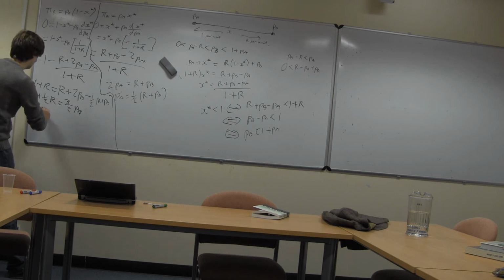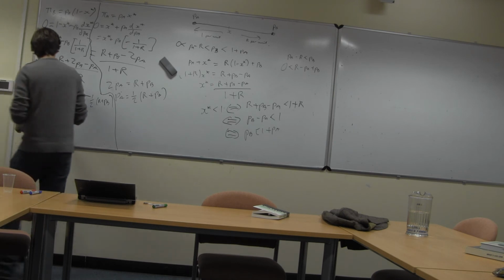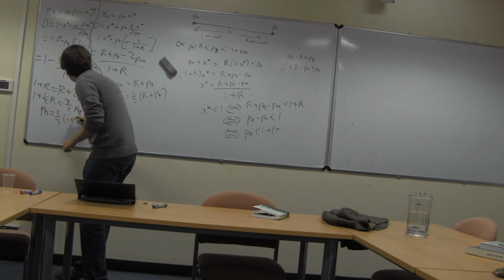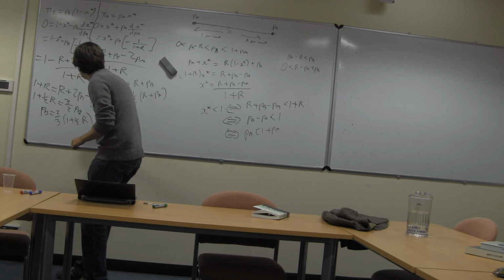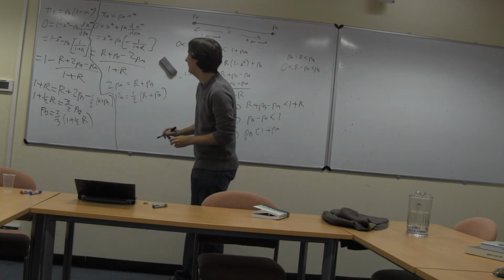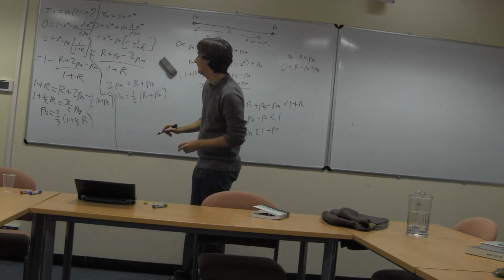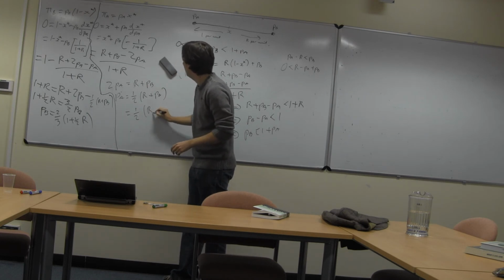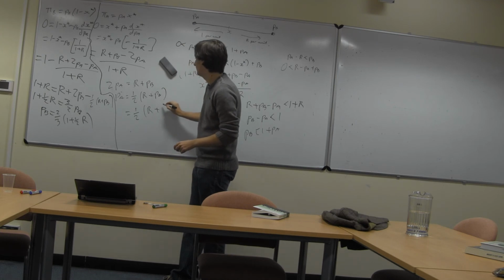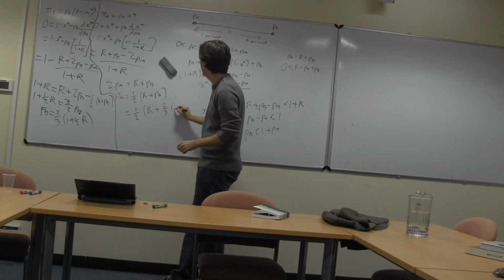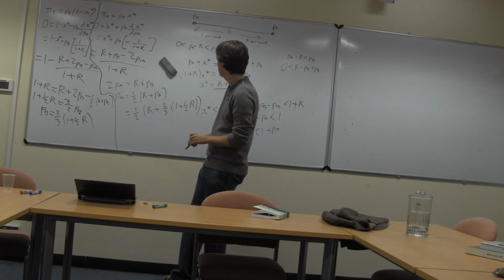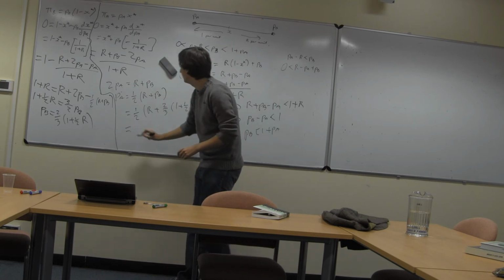So PB is 2/3 of 1 plus a half r. So PA is half times r plus 2/3 of 1 plus half r. Okay. What's this?